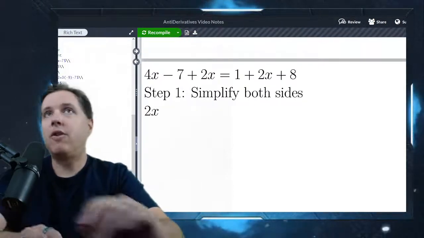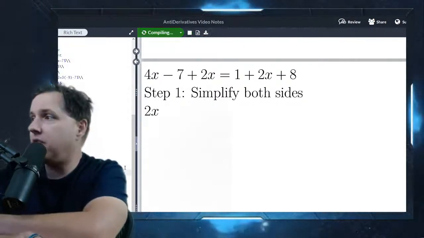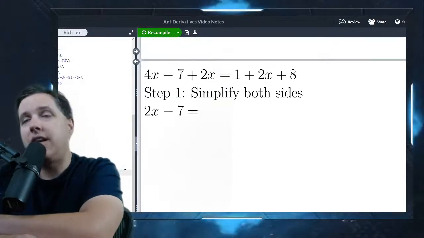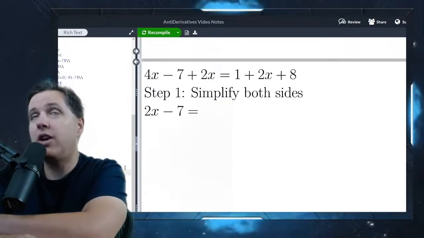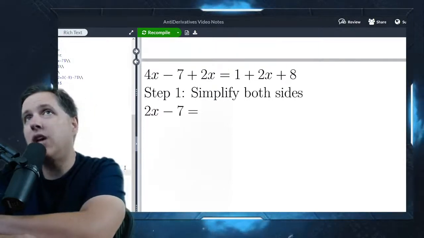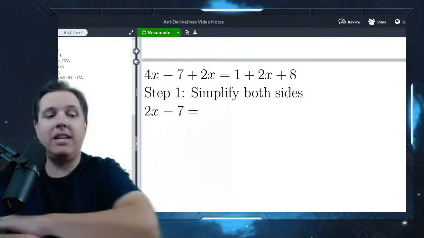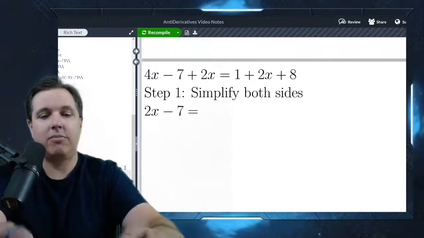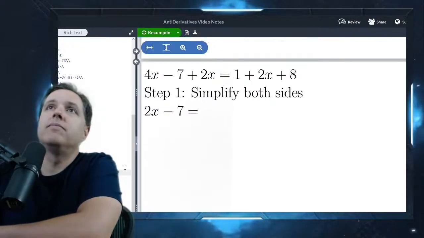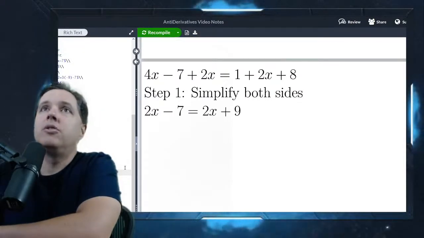So all I've done so far is simplified the left side of the equation. Now I'm going to simplify the right side. So now I see 3 terms, but 2 of them are constants, and 1 of them is a variable. Well, let's combine those constants. 1 plus 8 is 9, so the right side should be 2x plus 9, right? 2x plus 9.